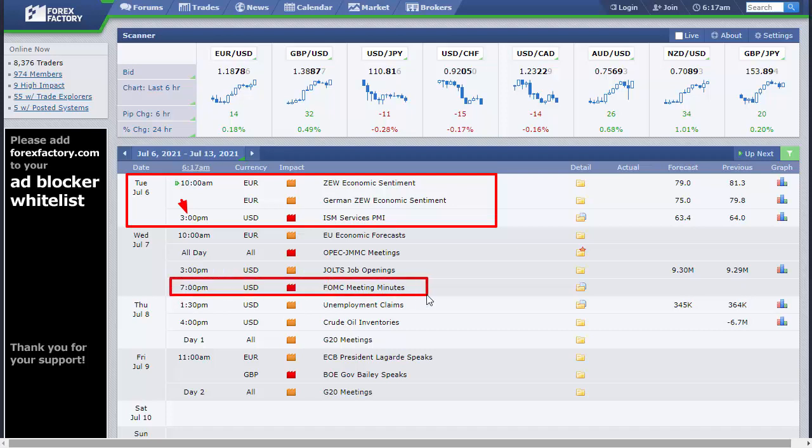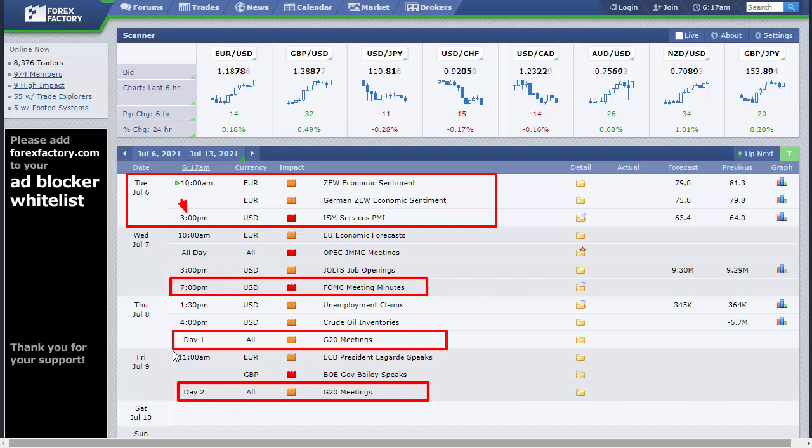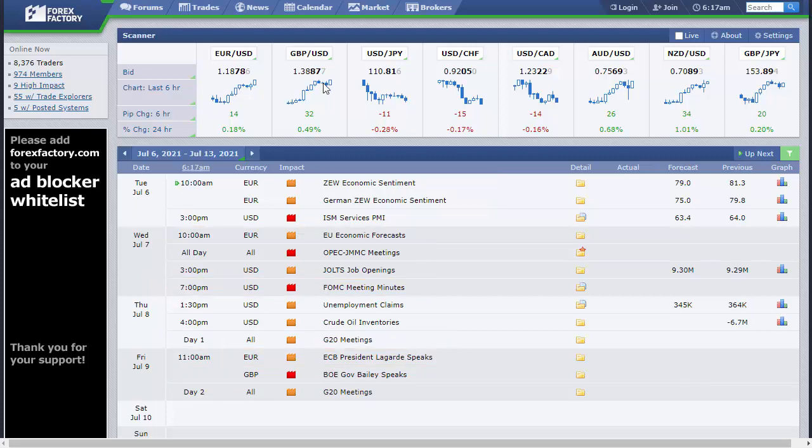We've got FOMC meeting minutes out tomorrow evening at 7 p.m. And then we've got a G20 meeting on Thursday, that's day one. That continues into Friday, and then we've got the Fed speaking on Friday the 9th at 11 a.m. And also at that same time, we've got Bailey speaking as well. So towards the end of the week, the big guns are out and the G20 meeting as well. But tomorrow, the FOMC meeting minutes. This is not a quarterly one, so there'll be no press conference from this one.